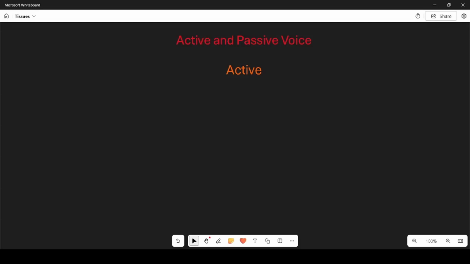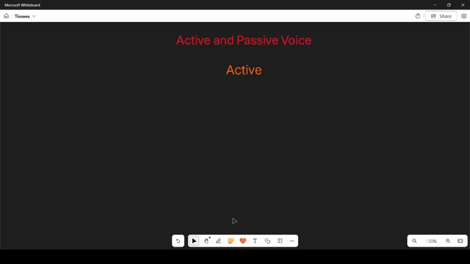The voice of a sentence tells us whether a subject in a sentence is performing an action or receiving the action. When the subject is the performer or doer of the action, the verb is in active voice. When the subject of the sentence is the receiver of the action, the verb is in passive voice. So what do I mean by this?